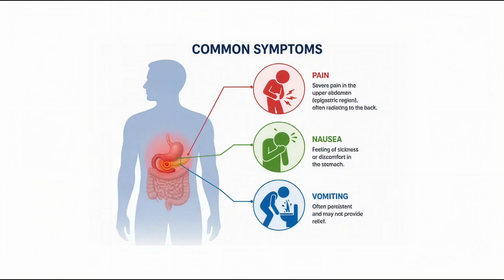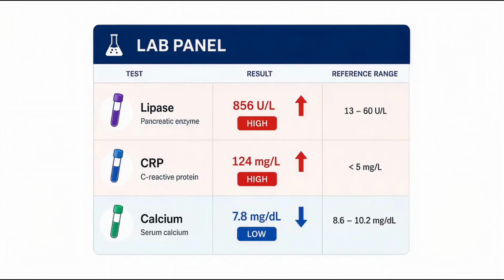Patients typically present with sudden severe epigastric pain that often radiates to the back. The pain is frequently associated with nausea and vomiting. Many patients describe the pain as constant and intense, and it may worsen after eating.